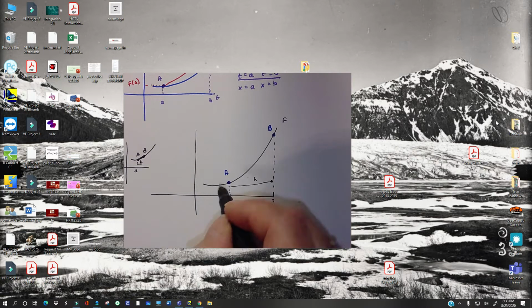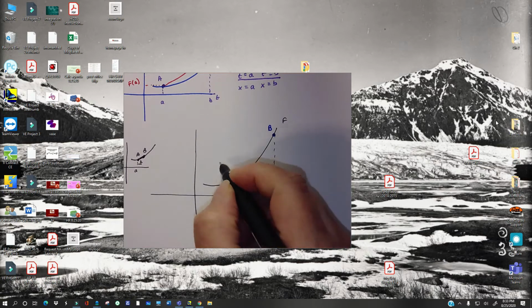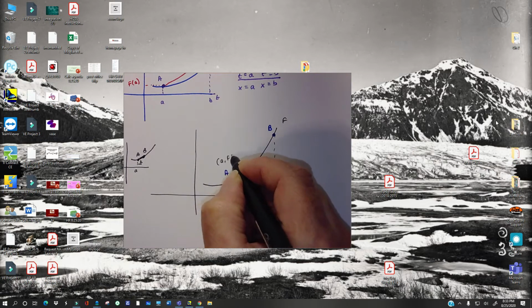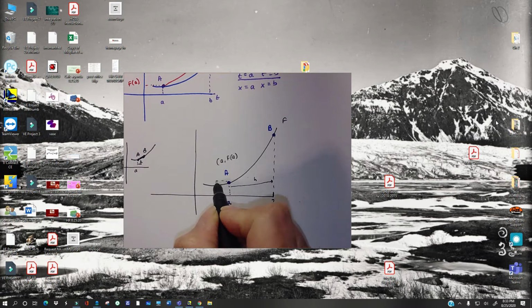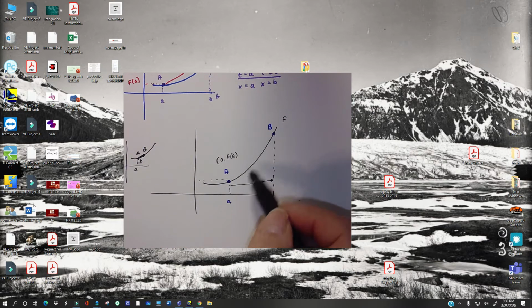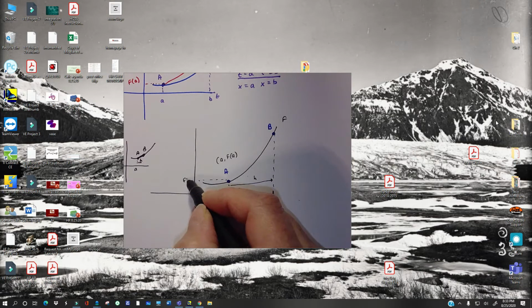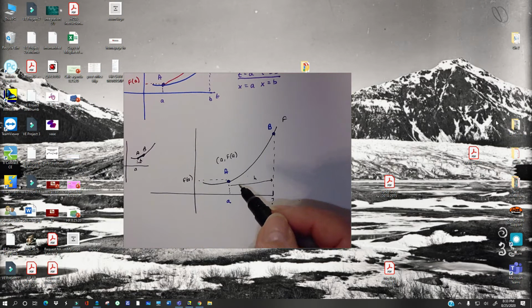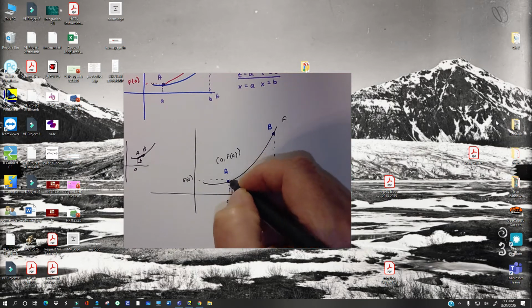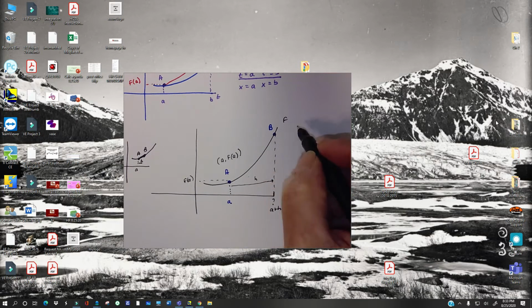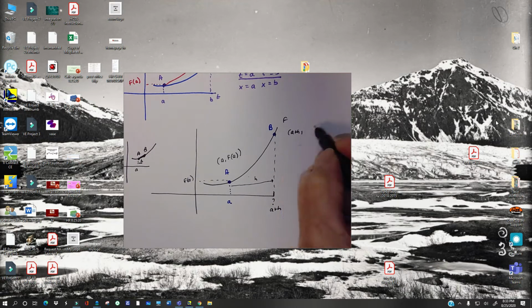So the coordinates of point A are A comma f of A, right? Remember, this thing has a height. This is my function. So the height of this thing when x is equal to A is f of A. And likewise, that's the coordinate for point A. Over here for point B, I know my x coordinate is A plus H. What's the y coordinate? Well, it's just the function evaluated at A plus H, right?